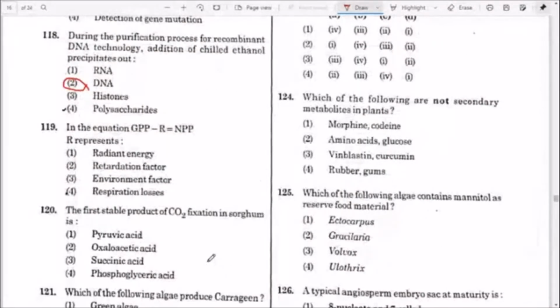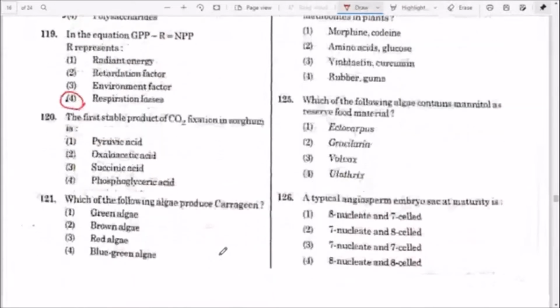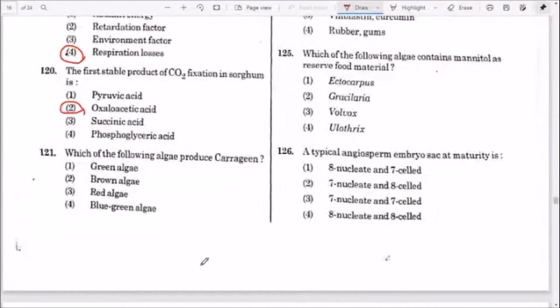In the equation GPP minus R equals NPP, R represents respiration losses. Yes. Next, question number 120. The first stable product of carbon dioxide fixation in sorghum is, what do you find? Oxaloacetic acid. Next, question number 121. Which of the following algae produce carrageen? It is 3, red algae.